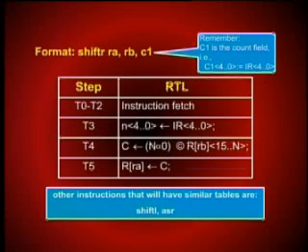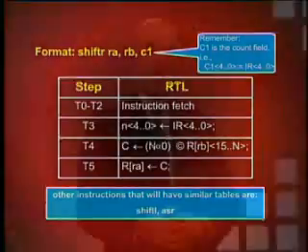After this operation in T4, in the next timing step T5, we take the contents from C and through the internal bus feed it to the register RA, which is the destination register. Other instructions that would have similar tables are shift left and arithmetic shift right. We considered the structural RTL description for the shift right instruction.